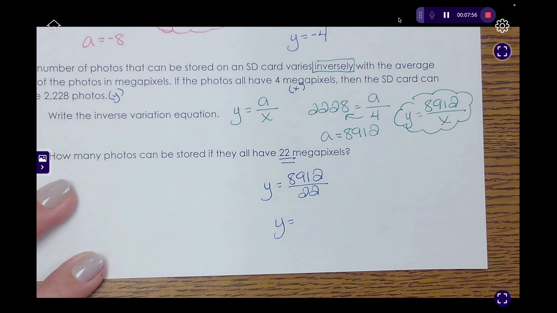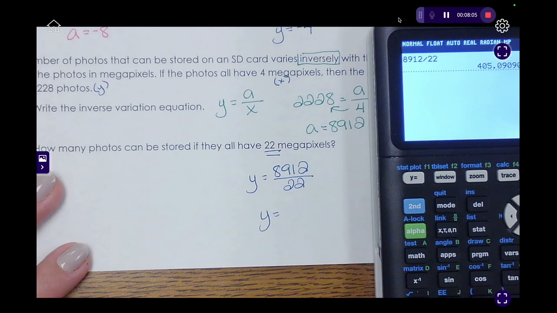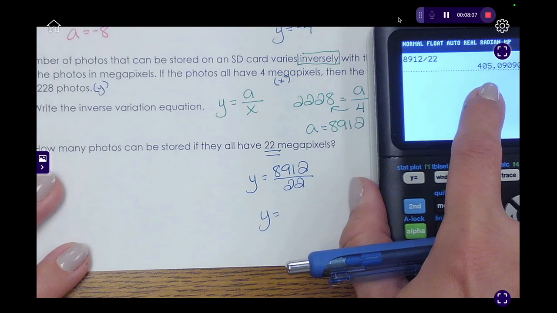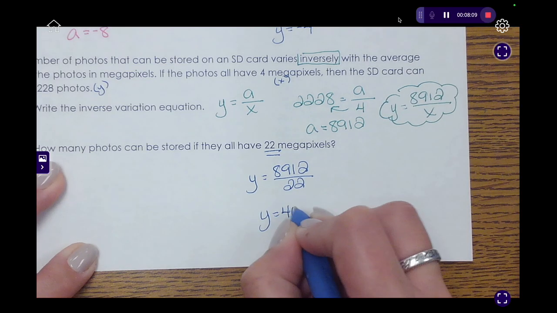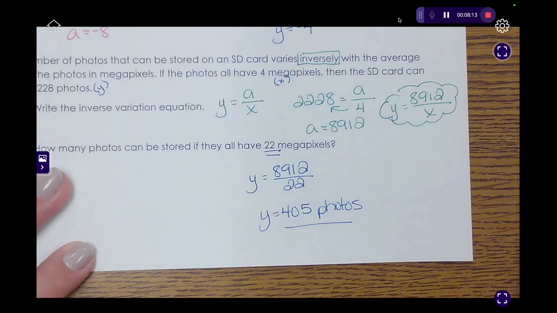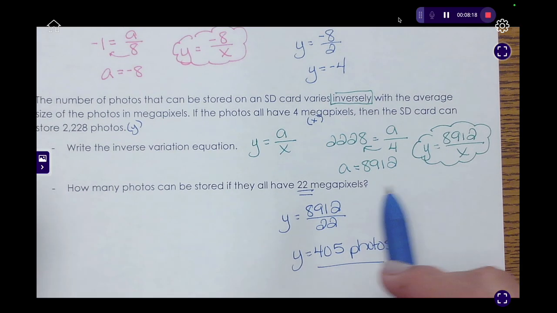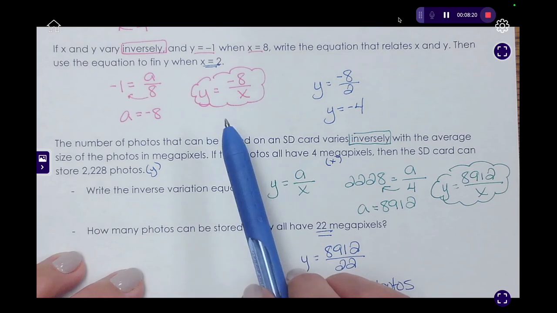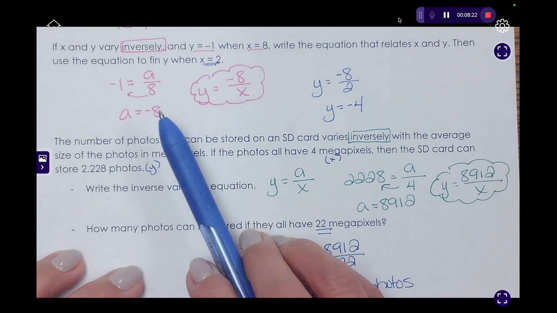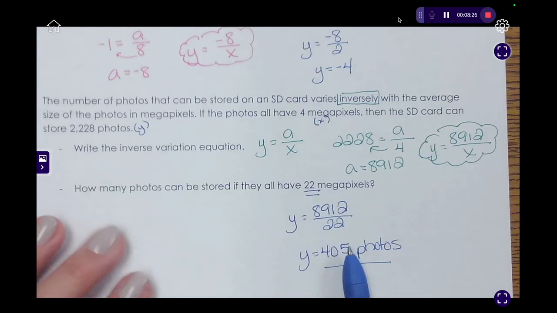And when you type this in your calculator, you should get, so we're going to do 8,912 divided by 22. And so you do get a decimal, and we're talking about photos. So we are just going to round that. So that's going to be about 405 photos. So in a word problem, they should tell you what your x and y are going to represent. Same concept as what we did up here. You're just taking those values, plugging them in so that you can solve for A. You can write your equation, and then we're going to use that equation to solve.